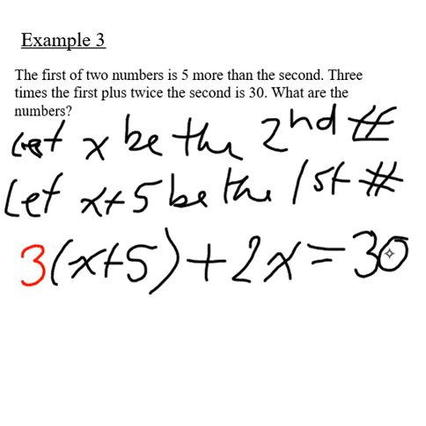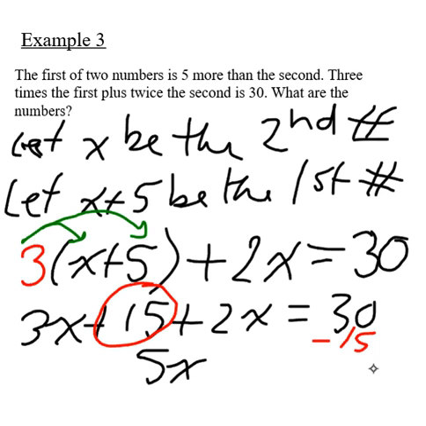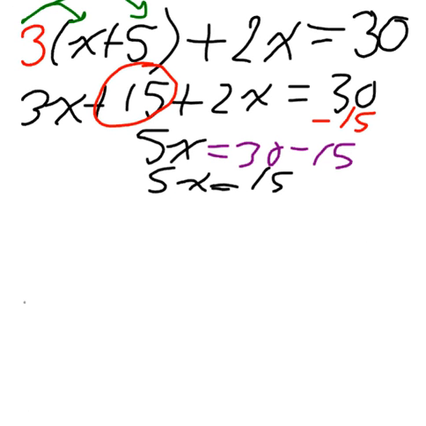Okay, now we have to solve the equation. So remember the distributive property. You have to distribute that 3 to all of the terms in the bracket. So 3x plus 15 plus 2x equals 30. We're going to collect our like terms, 5x, and remember, how do I get rid of adding 15? I'm going to subtract 15. So that will be 30 minus 15. So we have 5x equals 15. And we solve for x, and we divide both sides by 5. And we get x is 3.